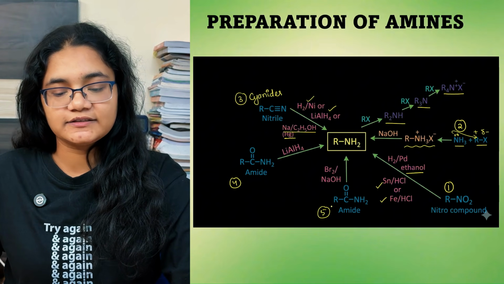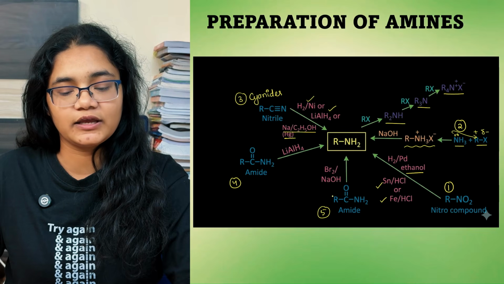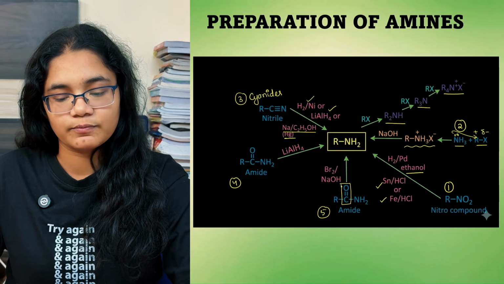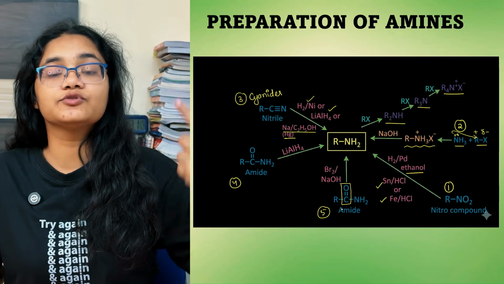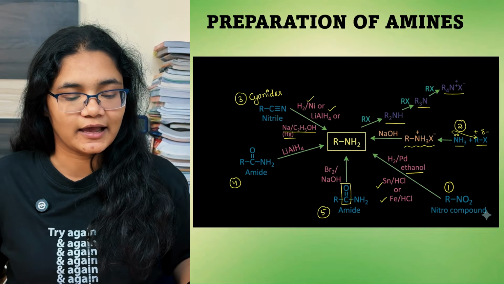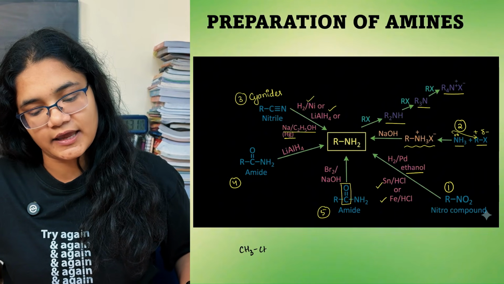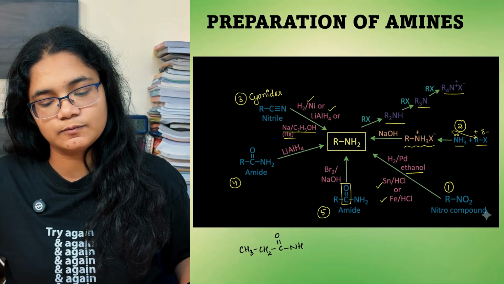Next, fifth one is here Hoffman bromamide degradation. If you see here bromine, so here what happens when you treat it with RCONH2, this particular CO group is actually removed and we get RNH2. So you get products with one carbon less than the original reactant. So if I give you an example, suppose I have CH3, CH2 and then I have CONH2. Okay, suppose this is propanamide.